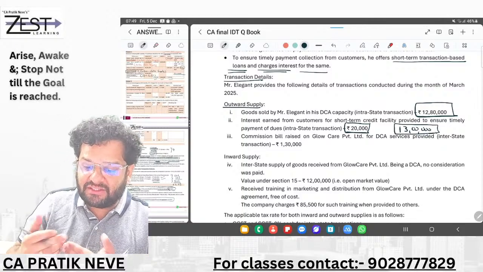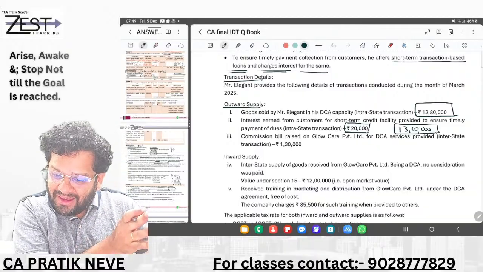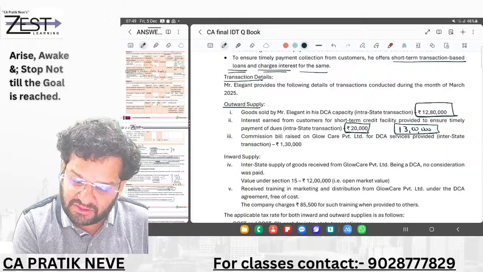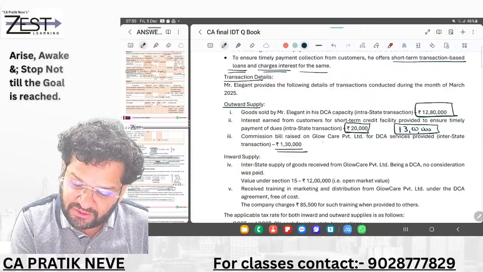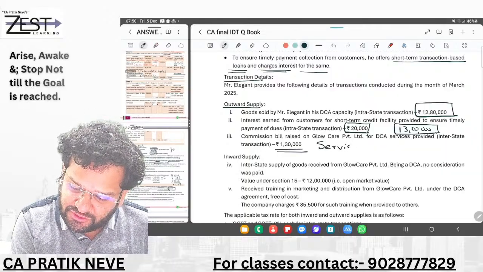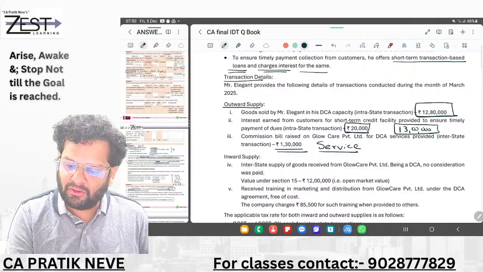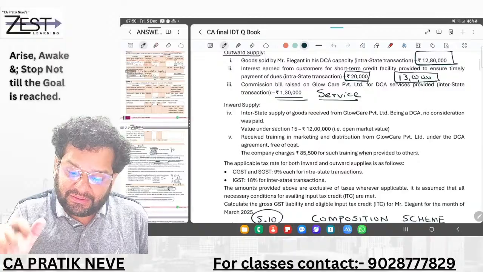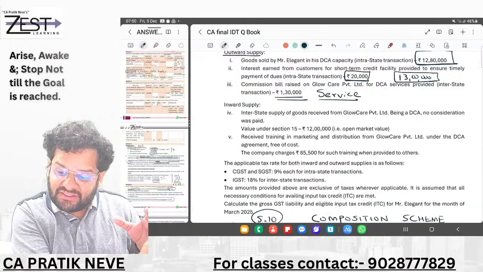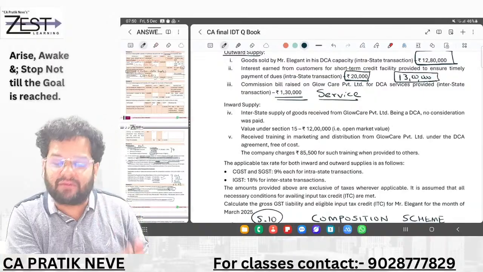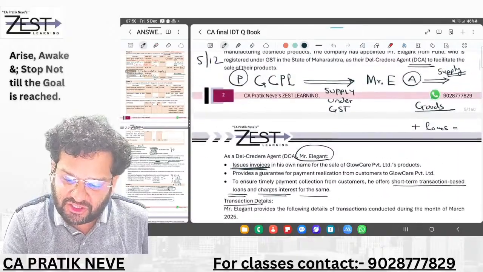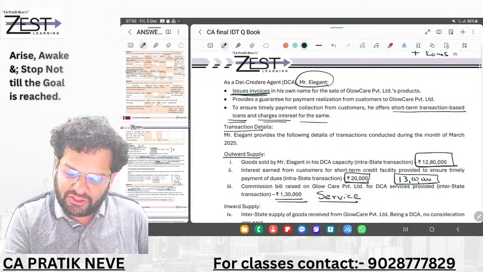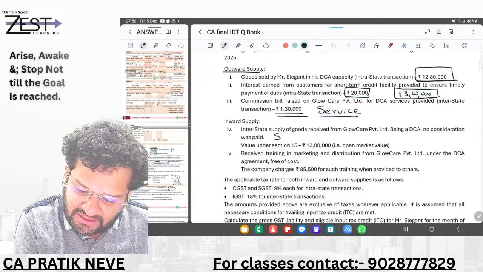Commission bill raised on Glow Care Private Limited for DCA services provided. So yes, this is a supply of service. Okay. Now, inward supply, interstate supply of goods received from Glow Care Private Limited, means this transaction we are talking about. So this transaction is also treated as supply.